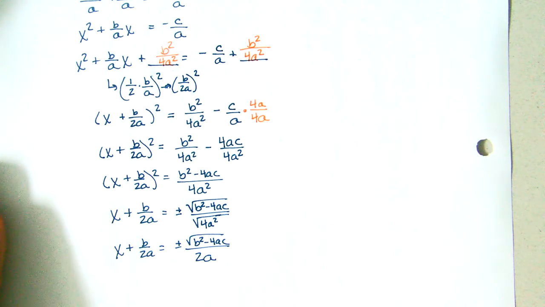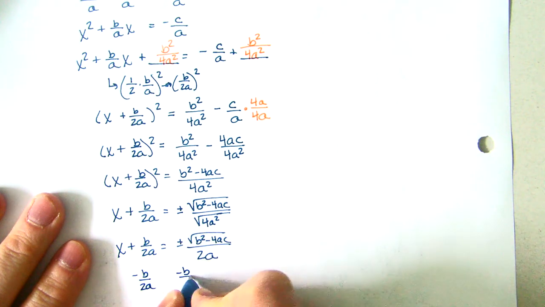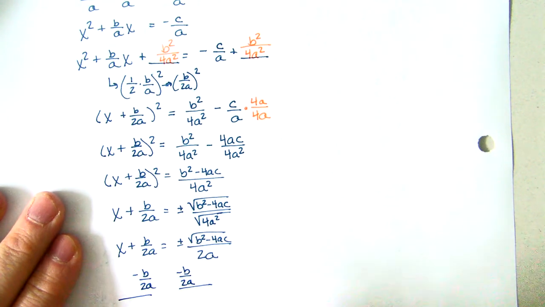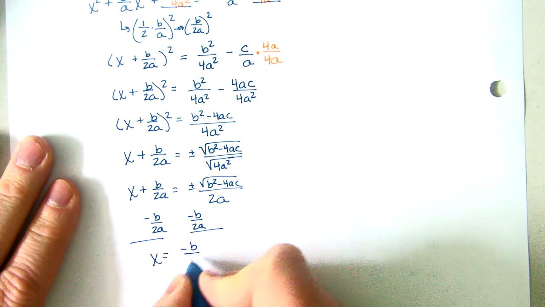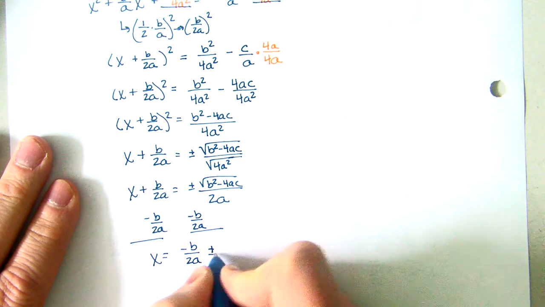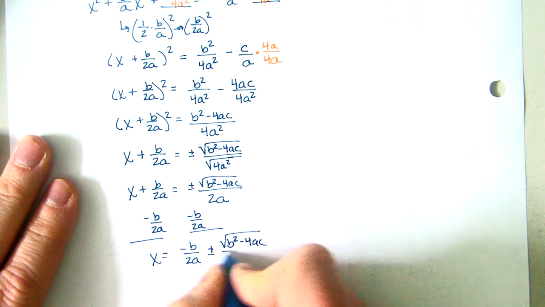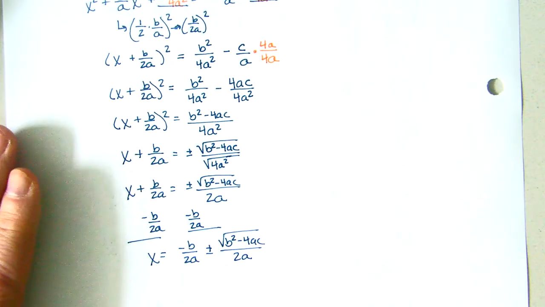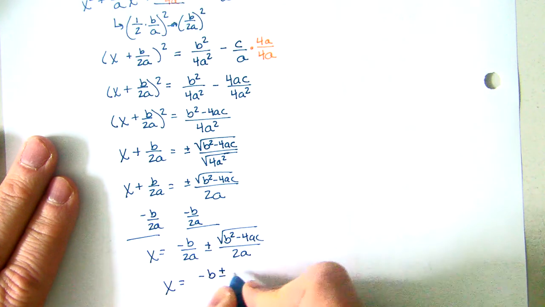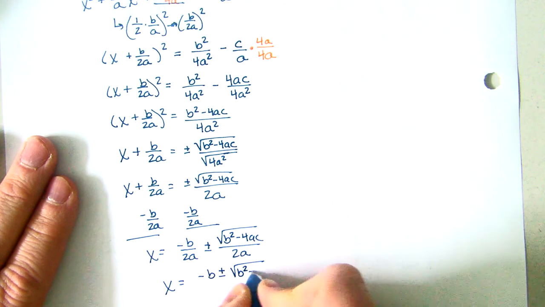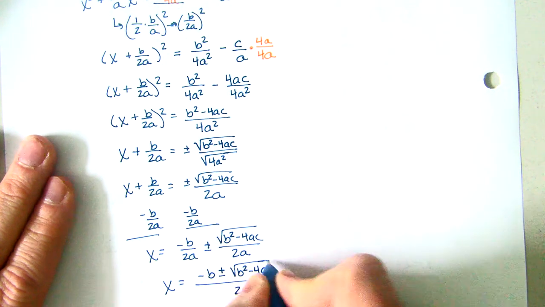I'm going to subtract b over 2a from both sides. Minus b over 2a, minus b over 2a. And we're going to get x equals negative b over 2a plus or minus square root of b squared minus 4ac over 2a. And since they have a common denominator, I can put them together and say negative b plus or minus the square root of b squared minus 4ac, all over 2a.